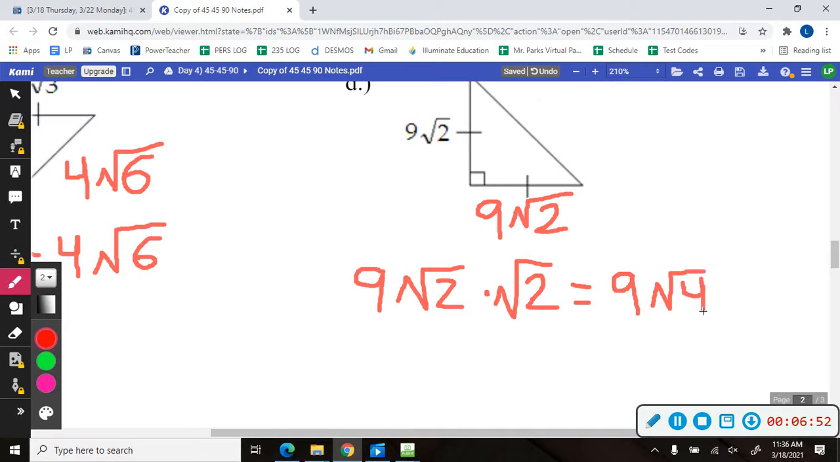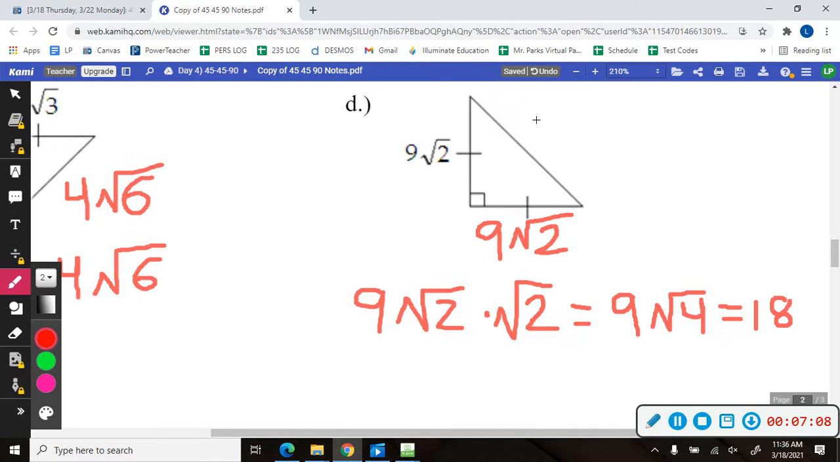But 4 could be broken into 2 2's. 1 2 comes out. So this is really saying, what's 9 times 2? 18. Because the square root of 4 is 2, 9 times 2 is 18. So this is 18.